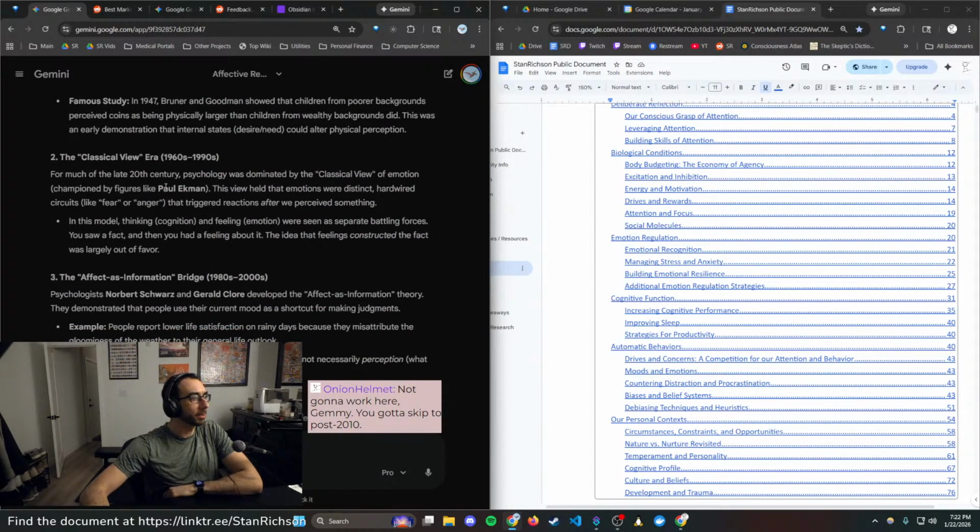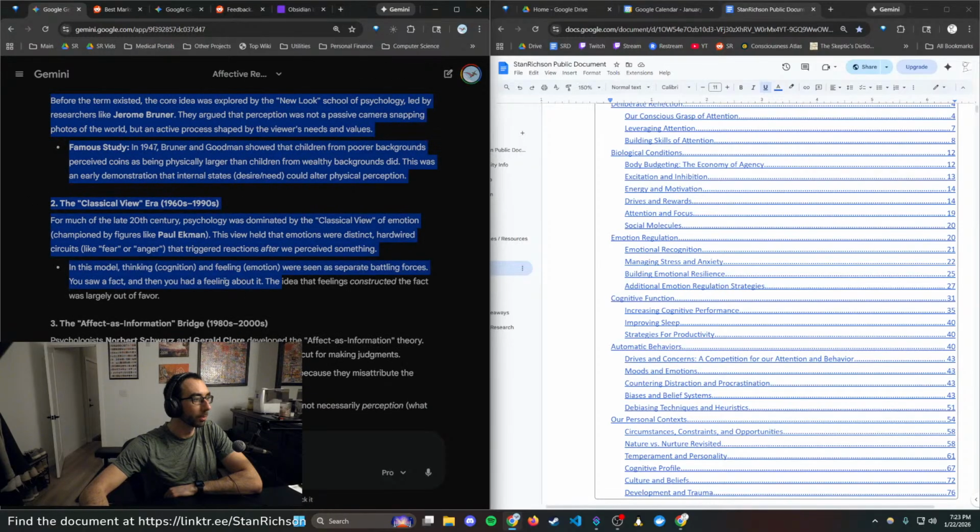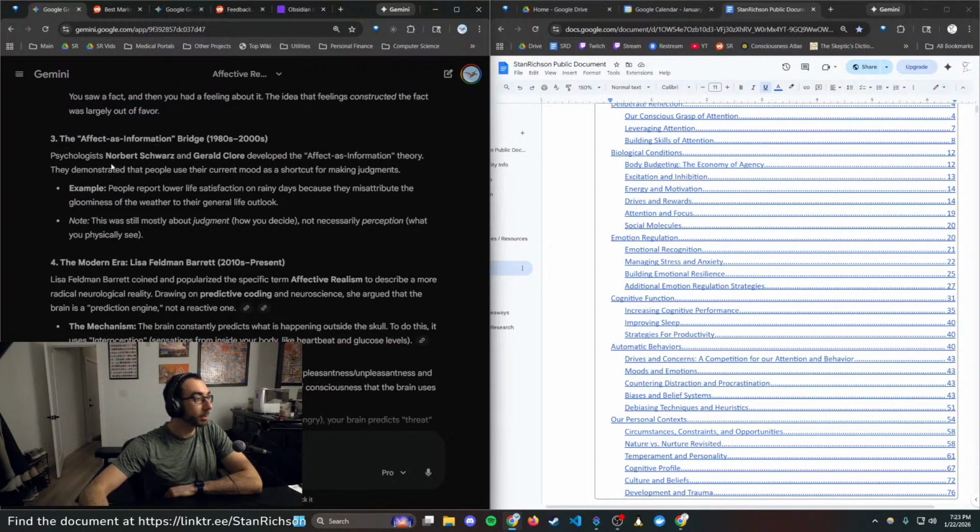All right, the classical view era. For much of the late 20th century, psychology was dominated by the classical view of emotion. This view held that emotions were distinct hardwired circuits that triggered reactions after we perceived something. In this model, thinking, cognition, and feeling emotion were seen as separate battling forces. This is also when the triune brain myth was huge, and we just didn't realize how much this stuff was wrong.